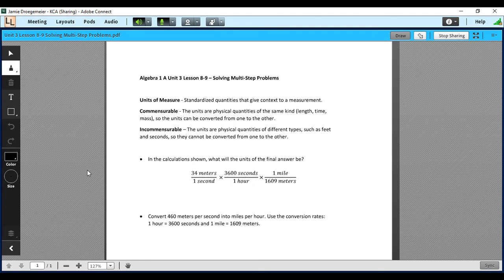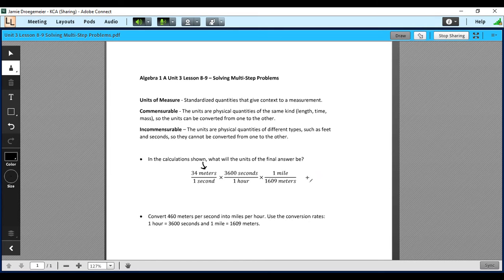and I'm multiplying 34 meters per second times 3,600 seconds, and that's times 1 mile over 1,609 meters. I'm starting with a measurement of 34 meters per second. So meters per second, that is a measure of speed. And I want to convert this into miles per hour.